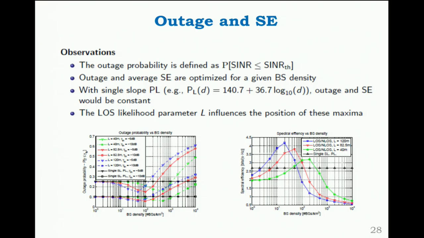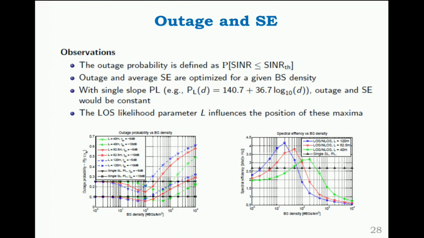Another thing which is interesting is the line of sight likelihood parameter L influences the position of the maxima, as you would expect, or minima, I mean, depending on what you look at. So for example here, if you have a higher likelihood to be in line of sight, you will need fewer base stations per unit area. Why? Because you can be in line of sight at longer distances, right? So you don't need to overdo the deployment, correct?